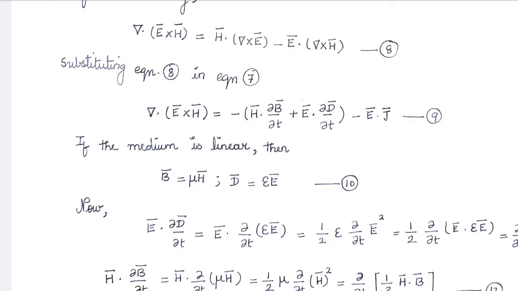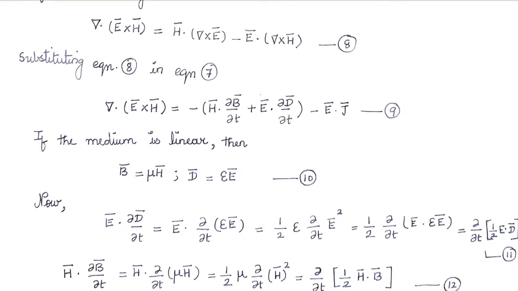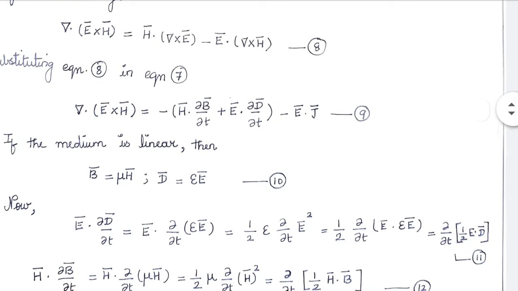the second term on the right hand side, we have E dot dou D by dou t, which is written as E dot dou by dou t of epsilon E, in place of D. We can pull this epsilon outside since it is a constant, and we are bringing that E inside. To bring this E inside the differential, we multiply it by 1 by 2, so it is 1 by 2 dou by dou t of epsilon E squared. Epsilon E again gives you D. So we get dou by dou t of 1 by 2 E dot D.